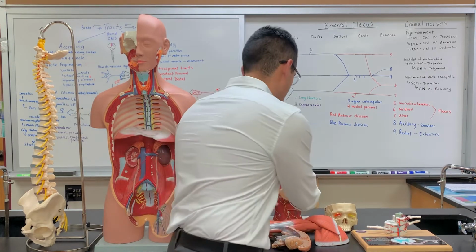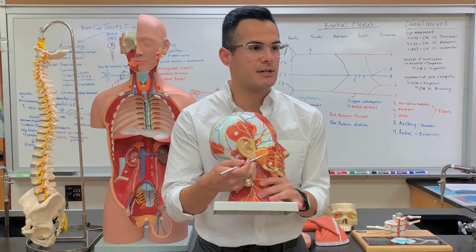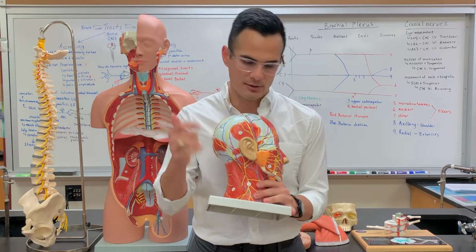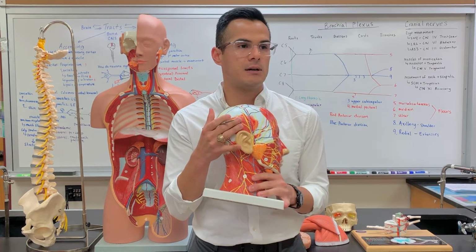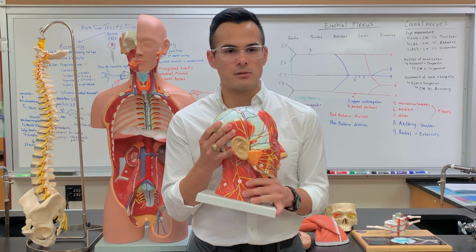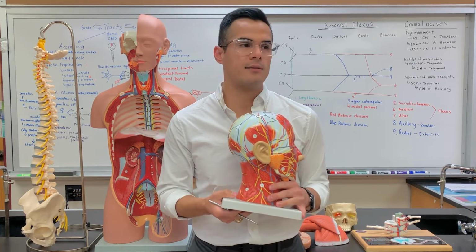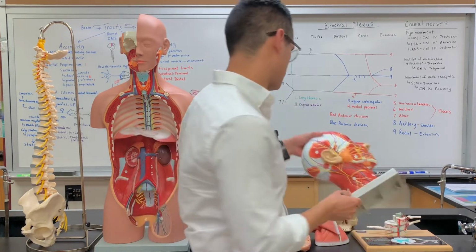That's why I have this head model here. For instance, the masseter, which is here. When you bite down, you're chewing food. You also have the temporalis. Both of these muscles are going to be innervated by cranial nerve 5, the trigeminal, which is coming off of the pons. Okay.